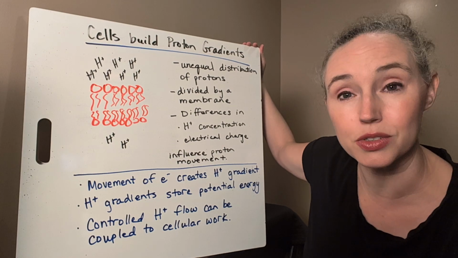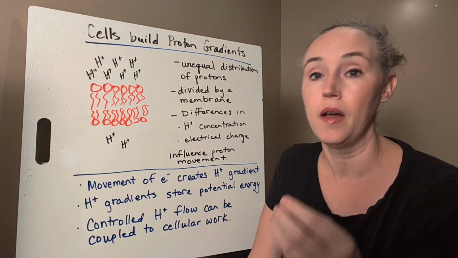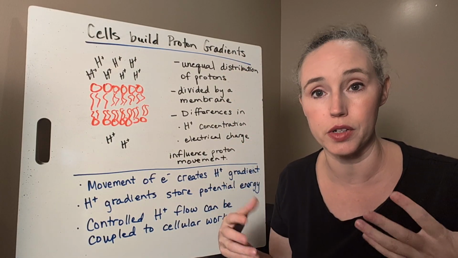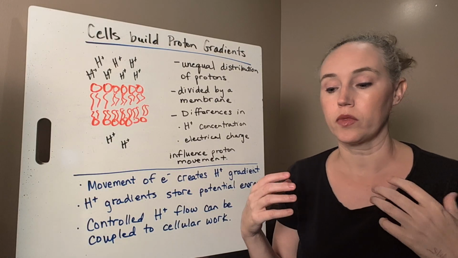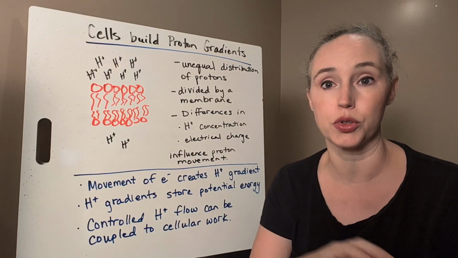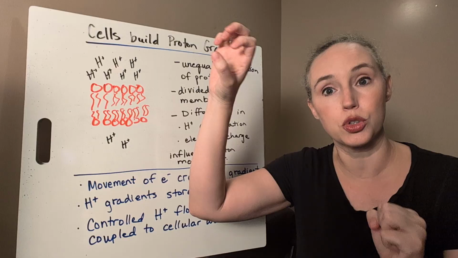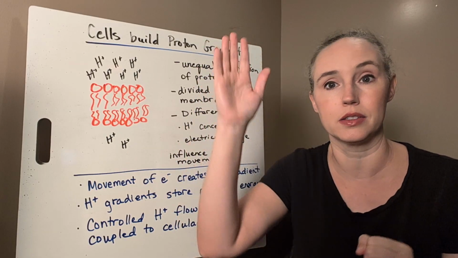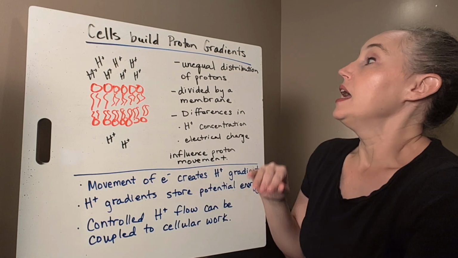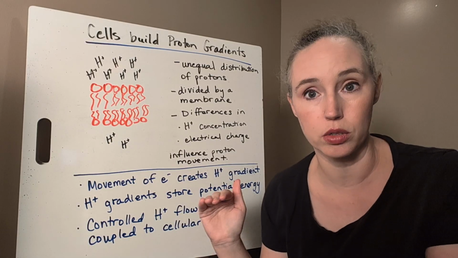Now, protons are super important because they help cells build proton gradients. So now we're going to need to be pulling in some of our previous knowledge about diffusion and how molecules like to move from areas of high concentration to low concentration, and how if you have a separation in concentration, that's a gradient, right? It's higher in one place and lower in another place. So a proton gradient is an unequal distribution of protons.